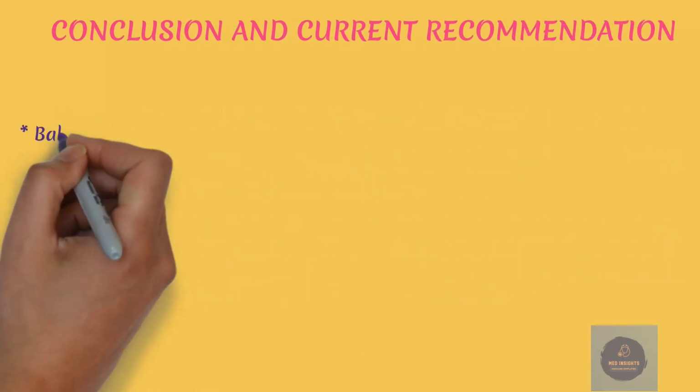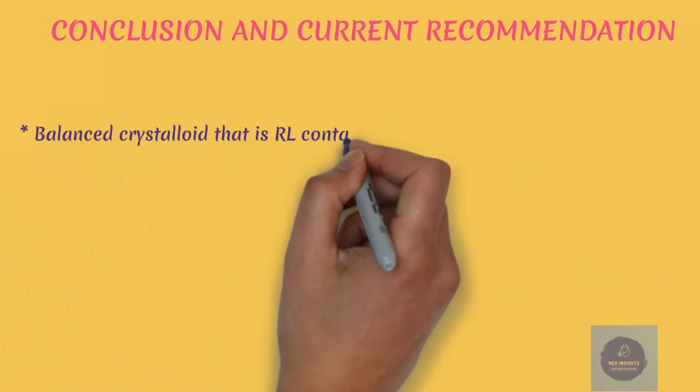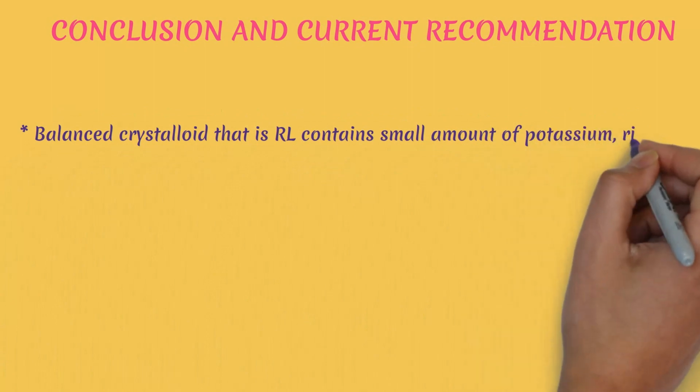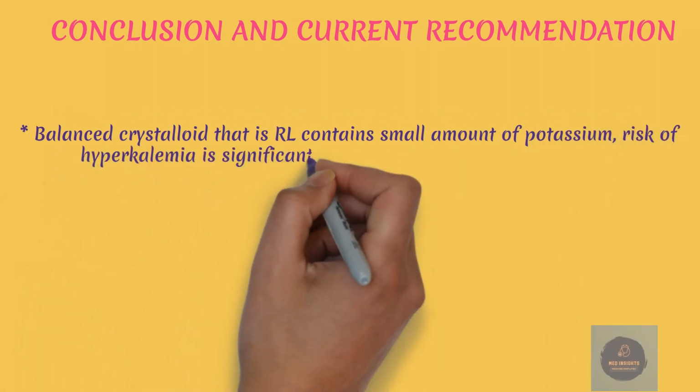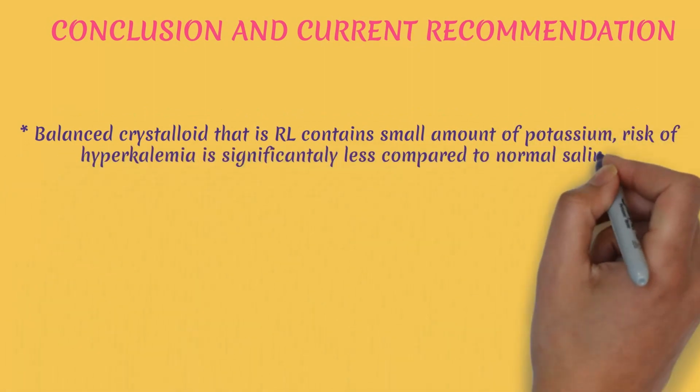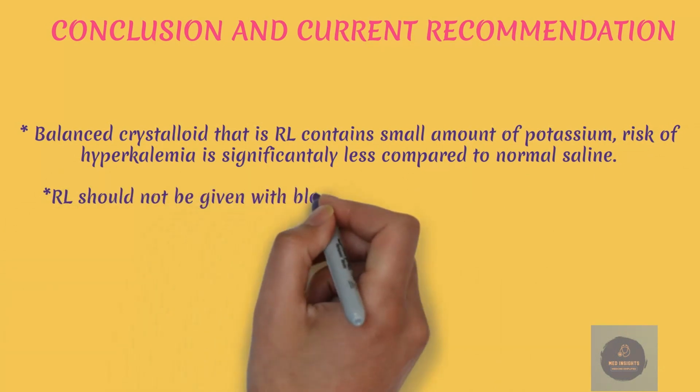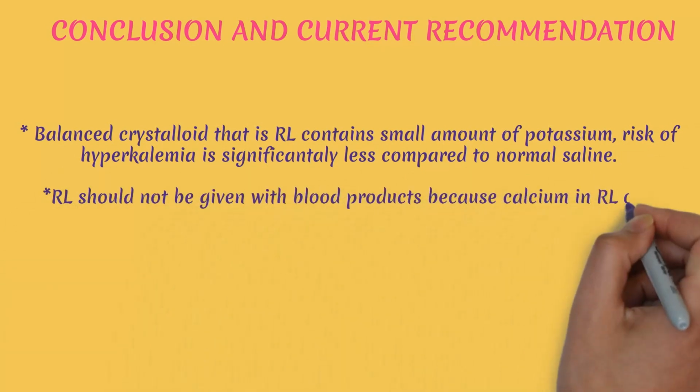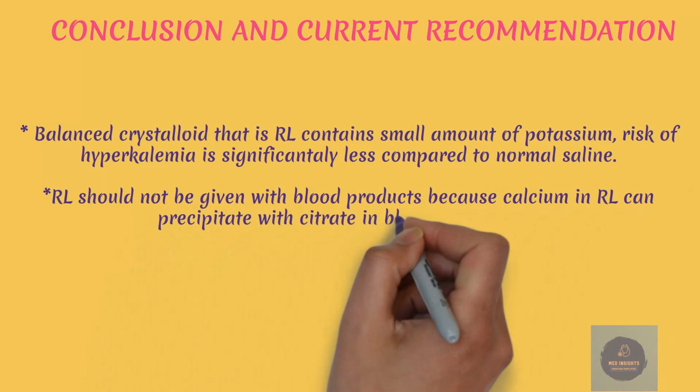Balanced crystalloid, that is RL, contains small amount of potassium. Risk of hyperkalemia is significantly less compared to normal saline. RL should not be given with blood products because calcium in RL can precipitate with citrate in blood transfusion.